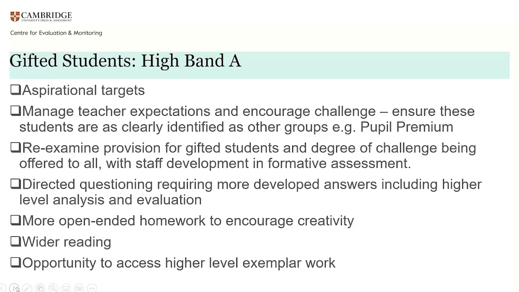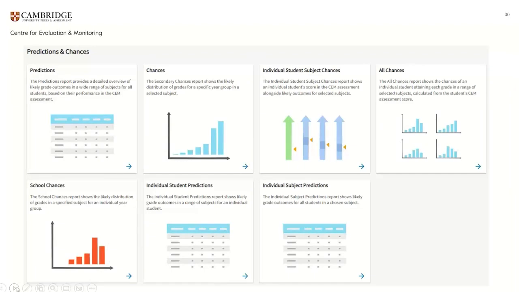And it might give you the opportunity to re-examine provision for gifted students across the school, and think about how much challenge is being offered to students, and that might require some staff development in terms of formative assessment and providing feedback and providing stretch and challenge activities, and also encouraging directed questioning, which really focuses on pushing the boundaries of the students and getting them to give really high level analysis and evaluation within their answers. Asking for more open-ended homework activities to encourage their creativity, offering opportunities for wider reading around the subject, and making sure they have the opportunity to access higher level exemplar work to see how that ability can be translated into a really positive exam paper.